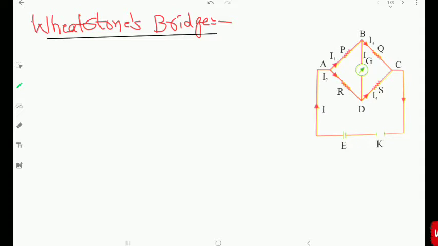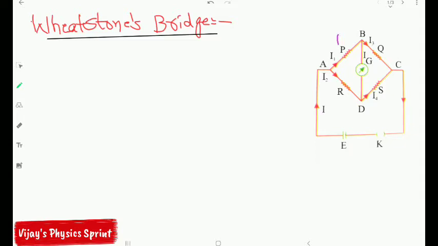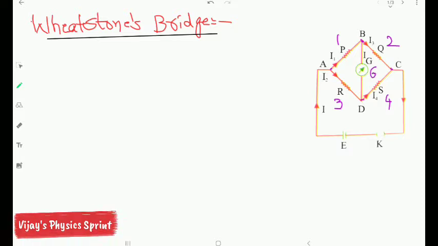Today we'll discuss the Wheatstone bridge. We can construct this Wheatstone bridge using 4 resistors P, Q, R, S. These are the 4 resistors, connected in the shape of a quadrilateral. A, B, C, D are the junctions, and IG is a galvanometer.